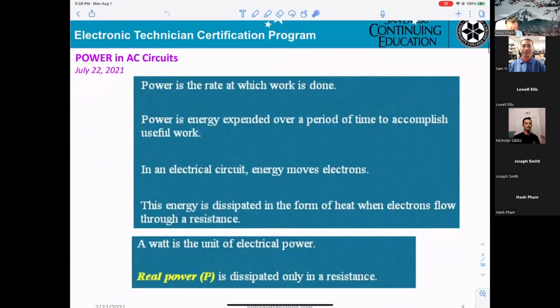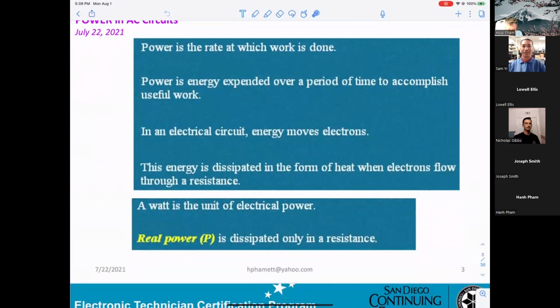Power is the rate at which work is done. Power, energy, depends over a period of time to have complete useful work. In an electrical circuit, energy moves electrons. This energy is dissipated in the form of heat when electrons flow through a resistor. A watt is the unit of electrical power. Real power is dissipated only in a resistor, like we already told you. That means the power dissipated in the resistor, they call it real power.